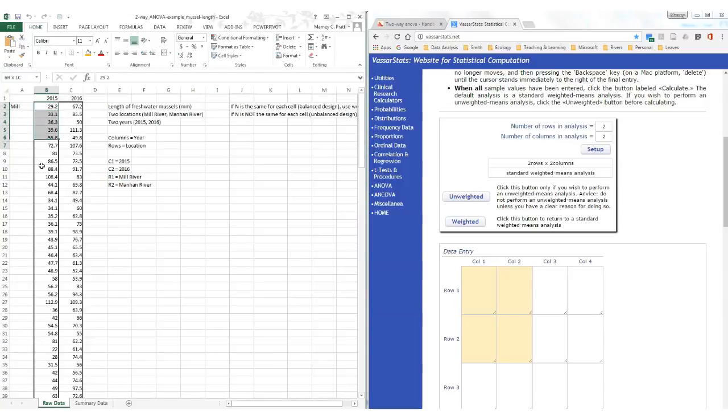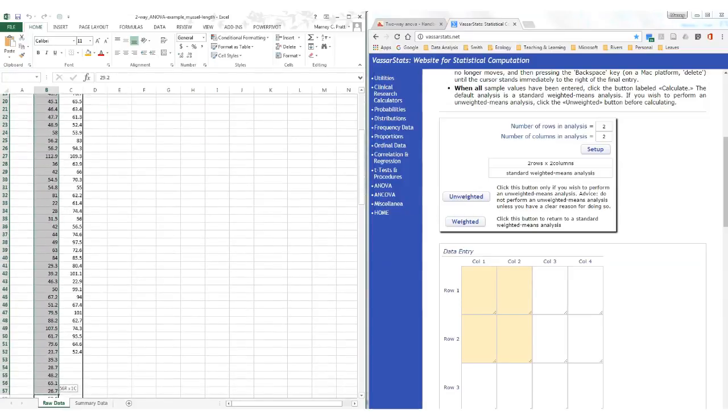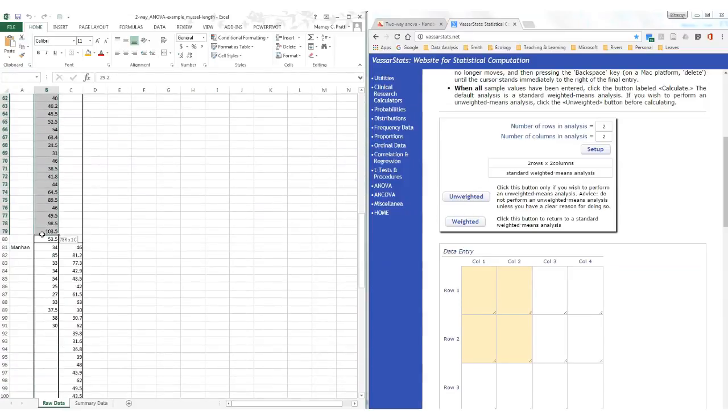So in this column, I need the data for 2015 for the Mill River. I'm going to take all the data for 2015 for the Mill River, copy it, and paste it. Notice that in most cases, there's an extra blank spot here. It'll treat it as a 0, and it's not actually a 0, so you want to make sure you delete it and that there's no extra space at the bottom, and that your cursor ends at the end of your data.